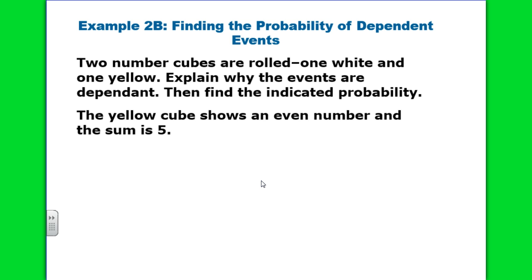2 number cubes are rolled, 1 white and 1 yellow. We're again talking about standard dice, so they have 1 through 6. Explain why the events are dependent, then find the indicated probability. So the yellow cube shows an even number, and the sum is 5. So are these events dependent or independent? When you roll the first one, we're talking about rolling an even number. Okay, so is that an independent event or dependent? That's just independent, right? You're just rolling a die, right?